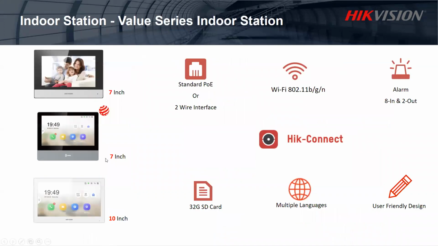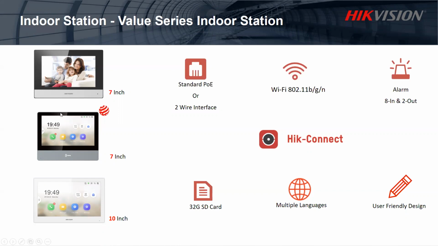All right. Now here I'm going to talk about the functions of the indoor station series. As we mentioned, we have two 7-inch and one 10-inch. All three don't have any difference in functionality, even if they are 2-wire or IP solution. Both of them will come with most of these functions. The only difference you're going to see depends on whether you purchase the unit with a 2-wire interface or PoE, depending on your application. If you're going to use PoE, it's totally standard PoE, or even 12-volt DC. So if you're going to use Wi-Fi, you can use it with 12-volt DC.